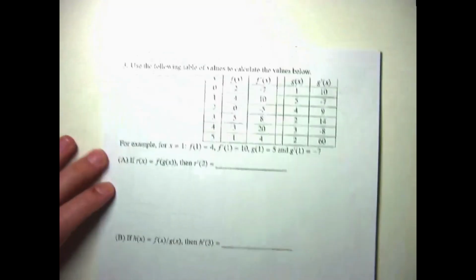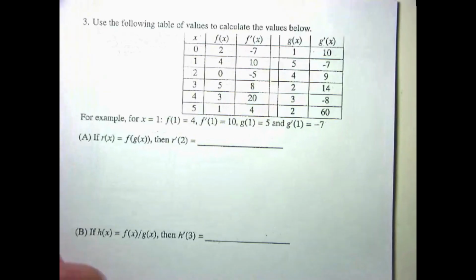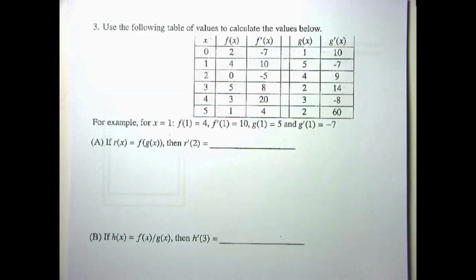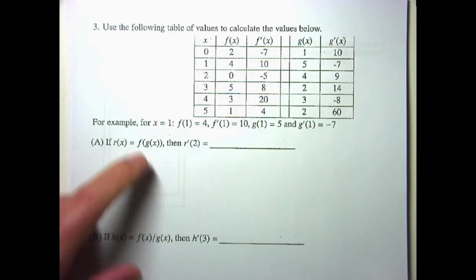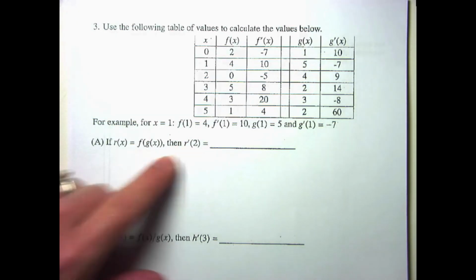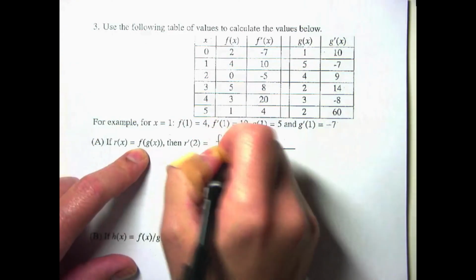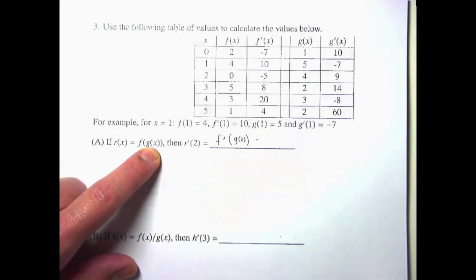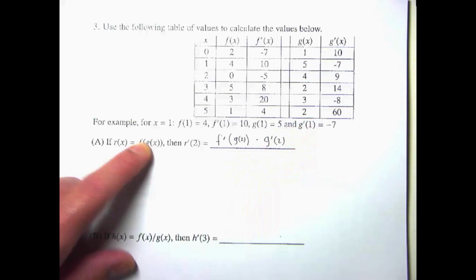All right, problem number 3. We are going to use the following table to calculate a few derivatives. All right, so in part A, it is given that r of x is equal to f evaluated at g of x. It is a composite function. We are looking for r prime evaluated at 2. All right, so since this is a composite function, I know I'm going to use the chain rule. So r prime of 2 will be equal to derivative of the outside. So f prime, leave the inside alone, g of 2, times derivative of the inside. So g prime evaluated at 2.